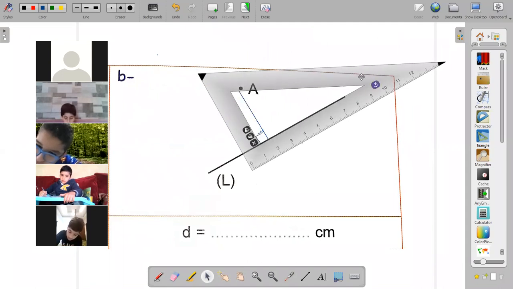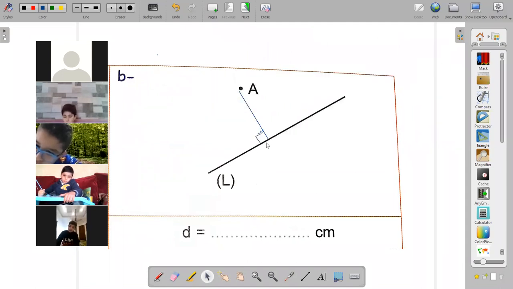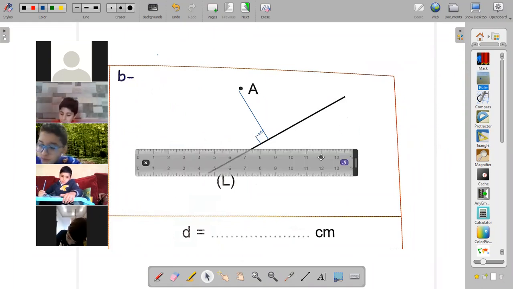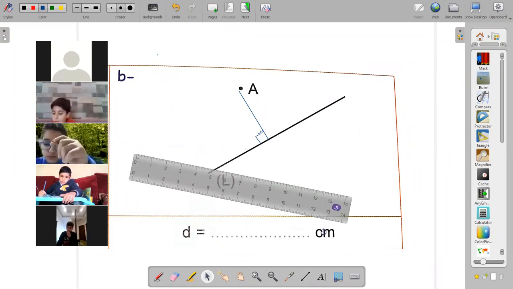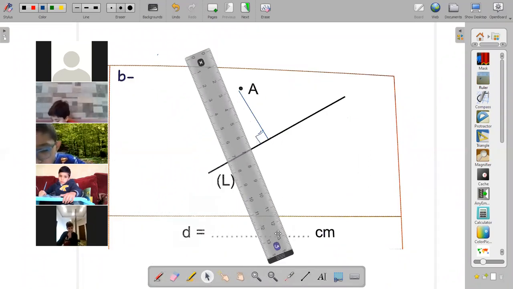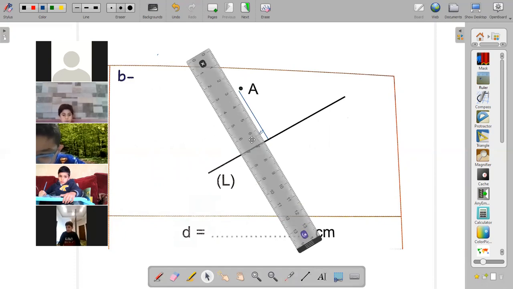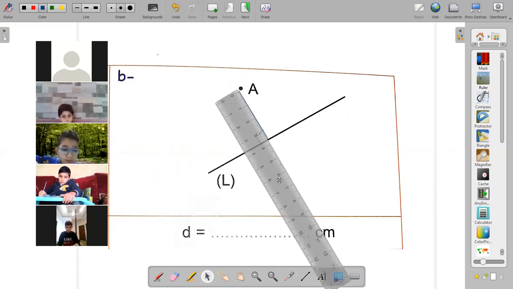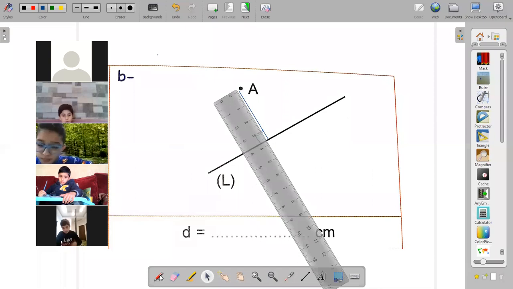Now we have finished with the set square. I will remove it and bring the ruler now in order to measure the distance. Put 0 centimeter where? On the point A, bravo, till I reach the line L. It's 2 centimeters. 2 centimeters, excellent.